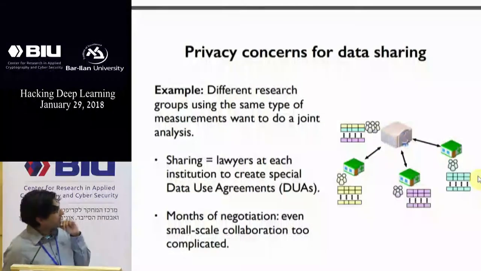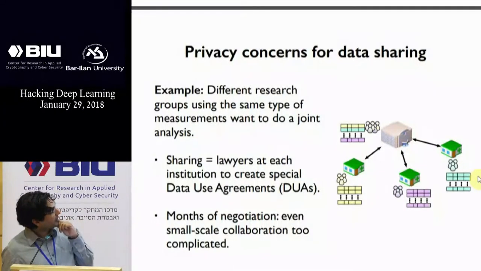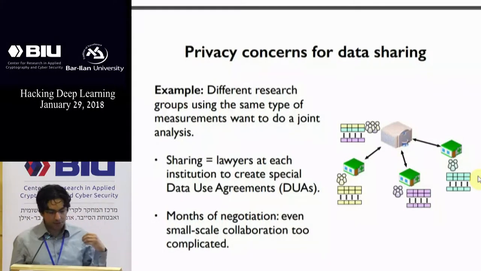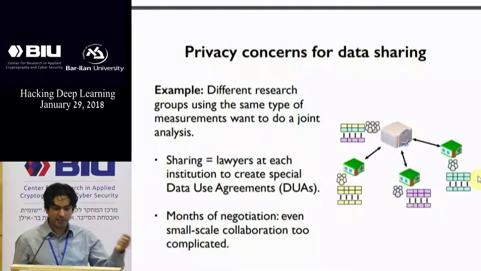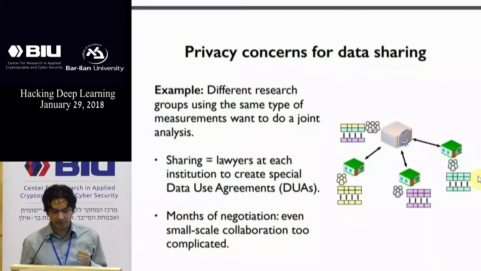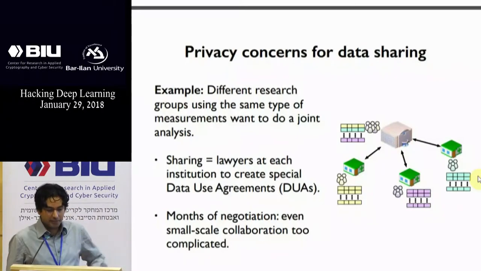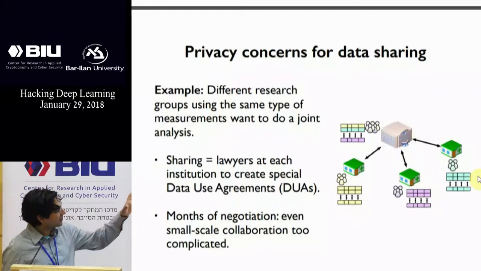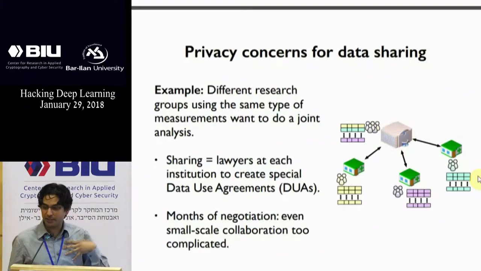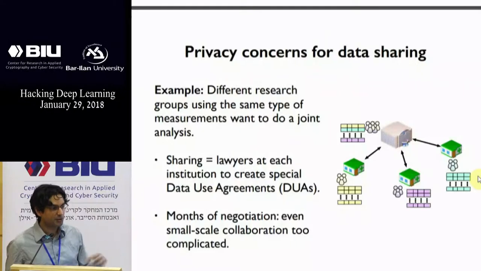So what are the concerns here? I'm focusing on the first type here, but if you have different types of research groups who are using the same type of measurements, in my case MRI, magnetic resonance imaging, they want to do some joint analysis across their data. The sharing, at least in the US, we're a very litigious society. If I'm at a research center and I want to get my 10 friends who also work on the same problem to share their data, I have to get 11 sets of lawyers involved, one for each of them and one for me. And then they have to negotiate a data use agreement.